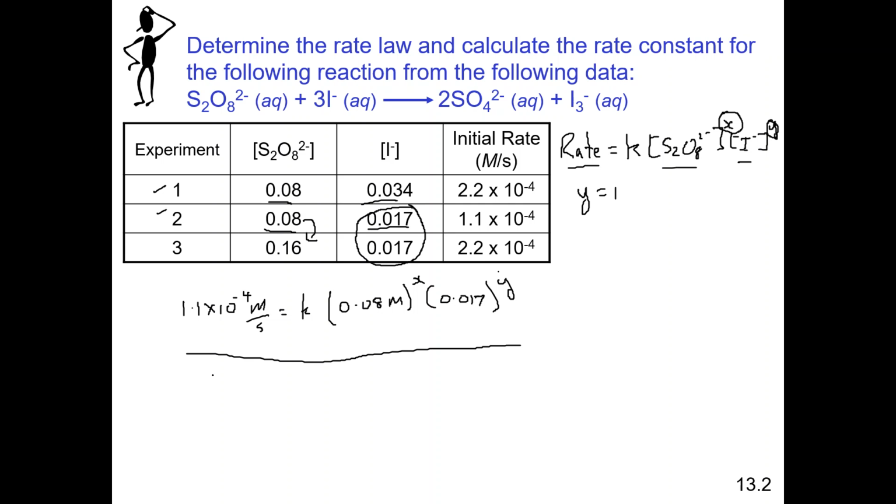And then for experiment 3, you're going to have 2.2 times 10 to the minus 4 M over s is equal to k times 0.016 raised to the x times 0.017 M raised to the y. And I keep forgetting the units. M goes here, M goes here.